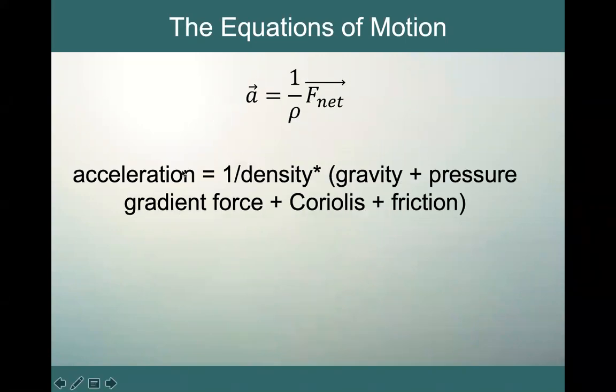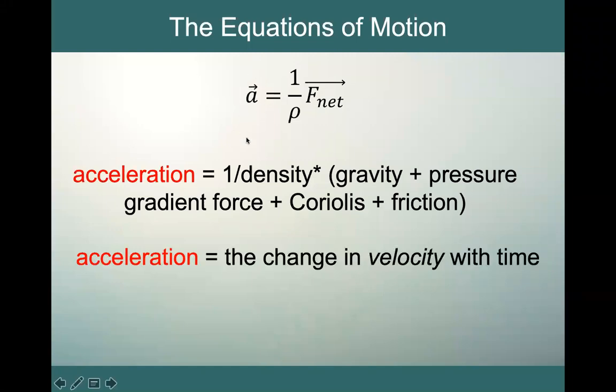So we have in words that this acceleration is equal to 1 over the density times the sum of the forces. And those forces, we're familiar with now: gravity, pressure gradient force, Coriolis, friction, and any other forces acting in the direction that we are interested in. So let's focus first on the acceleration. We remember back to Lab 1 that the acceleration is equal to the change in the velocity with time.